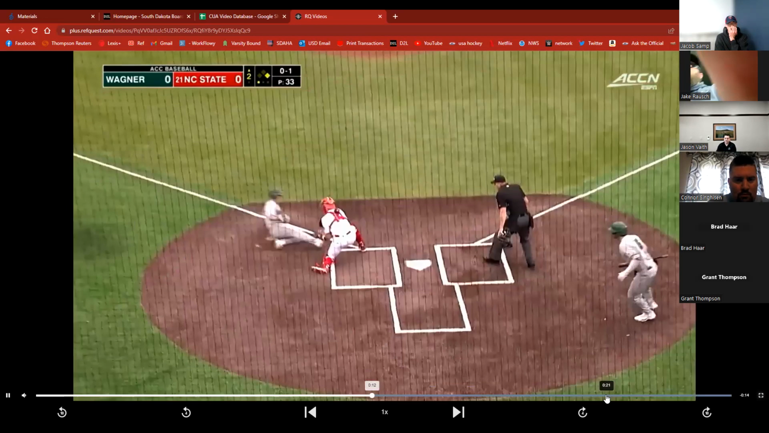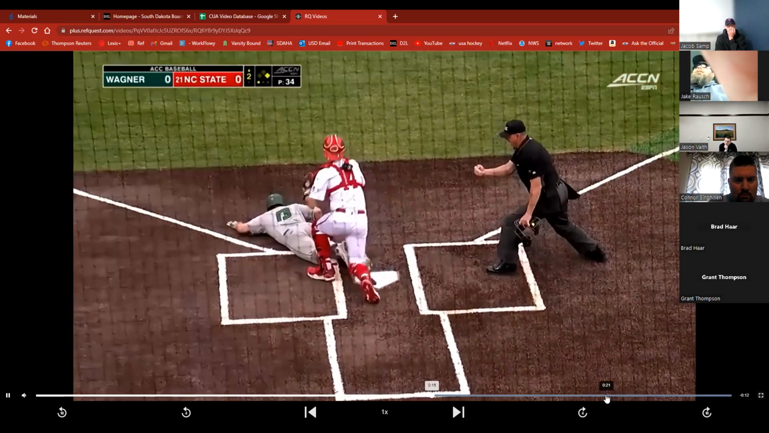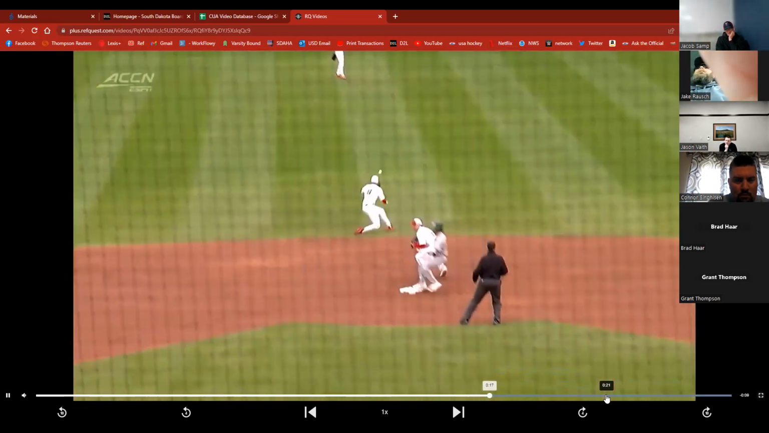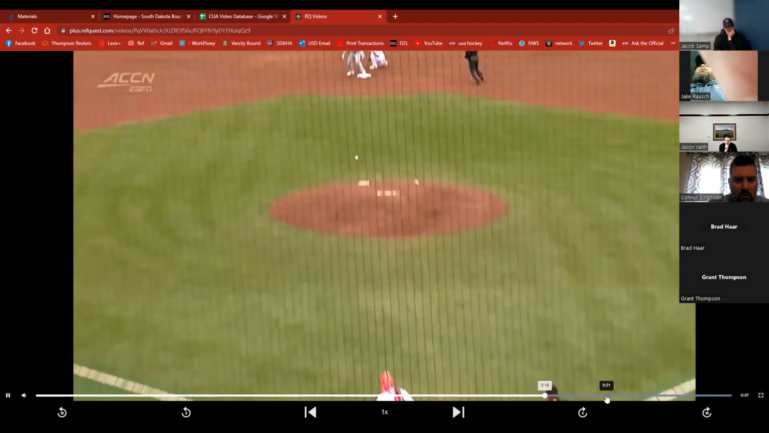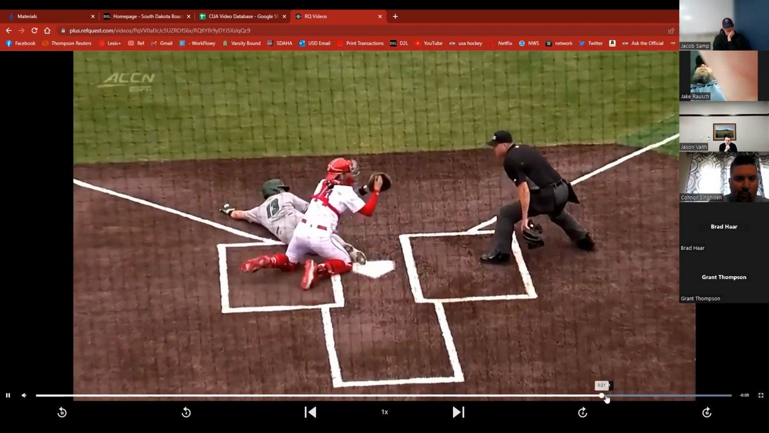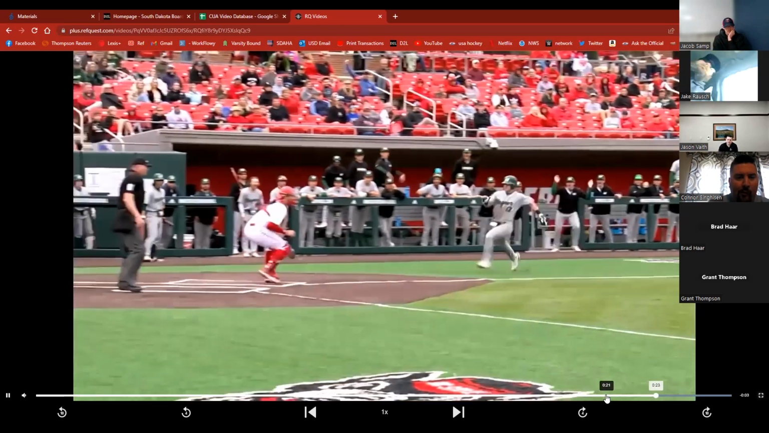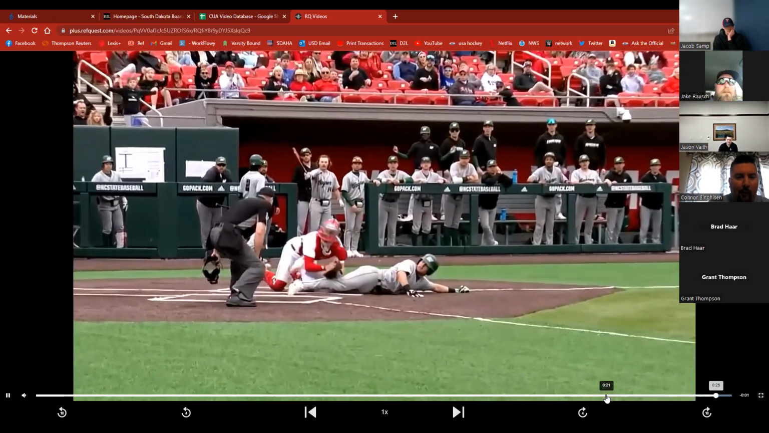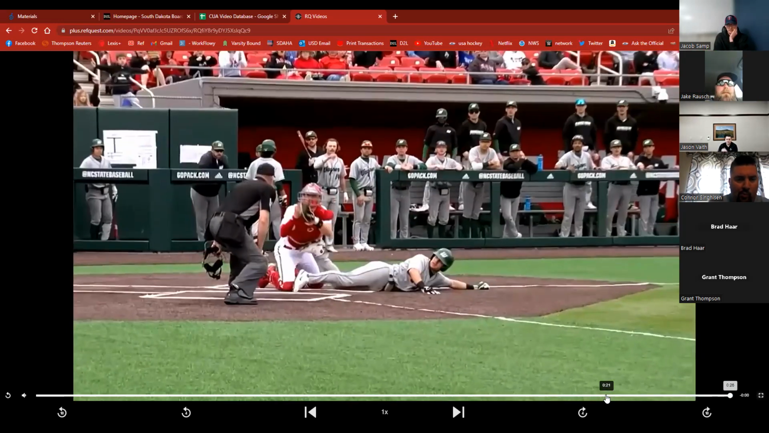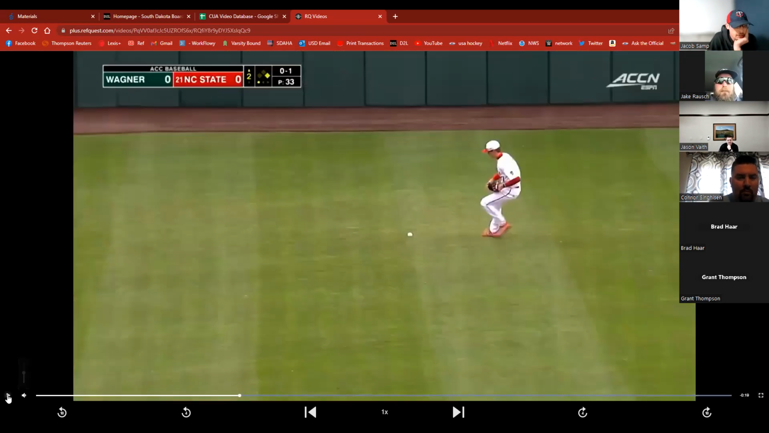Got a relay throw at home. Tag is made. So we'll watch it one more time. I'm first going to say this is very good positioning by the home plate umpire. So we're going to talk specifically about the play here at the plate.